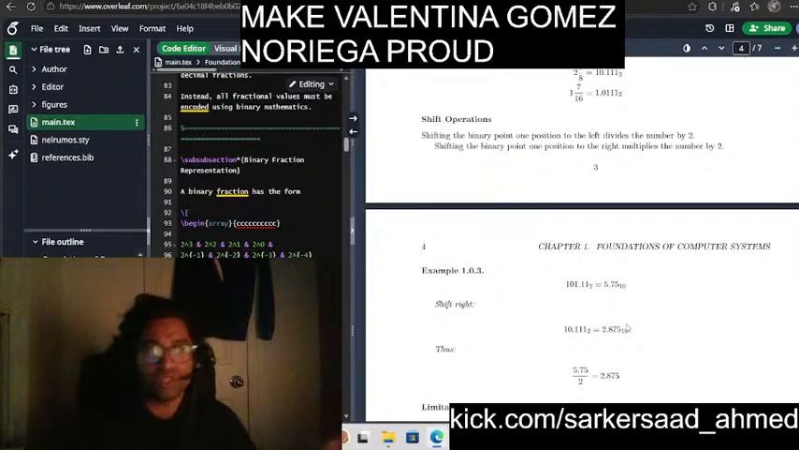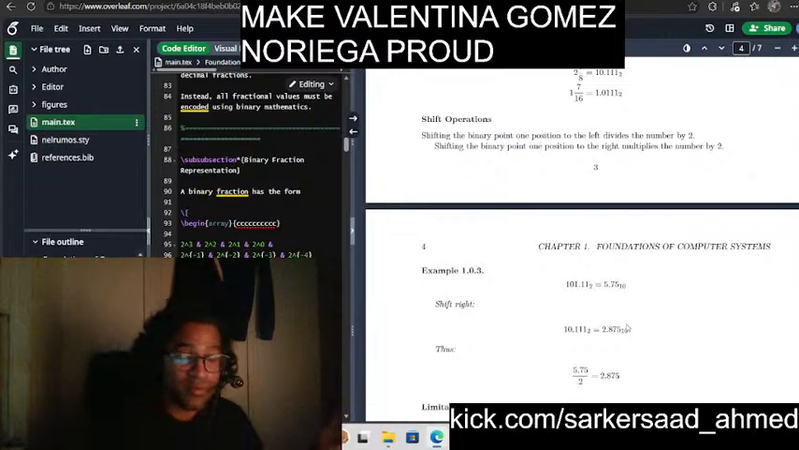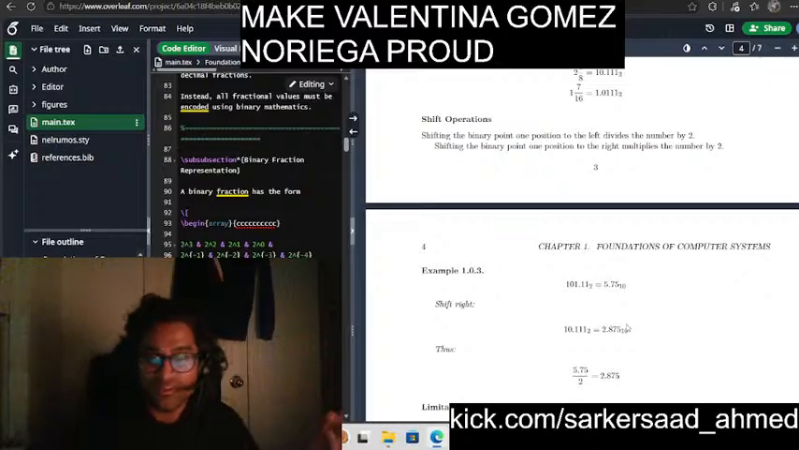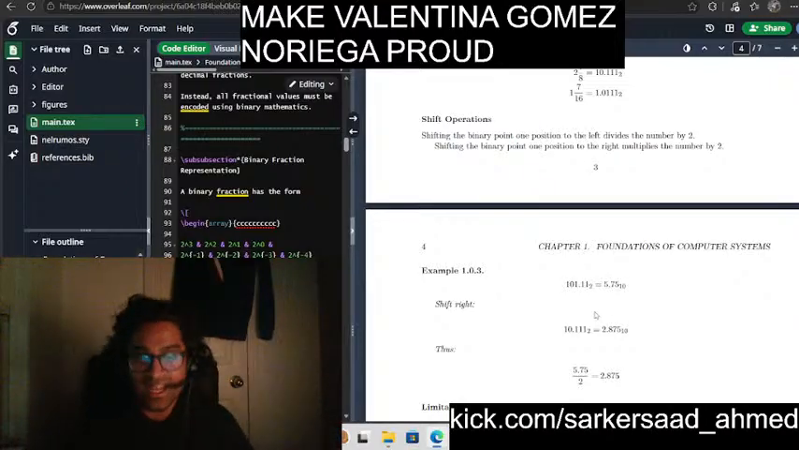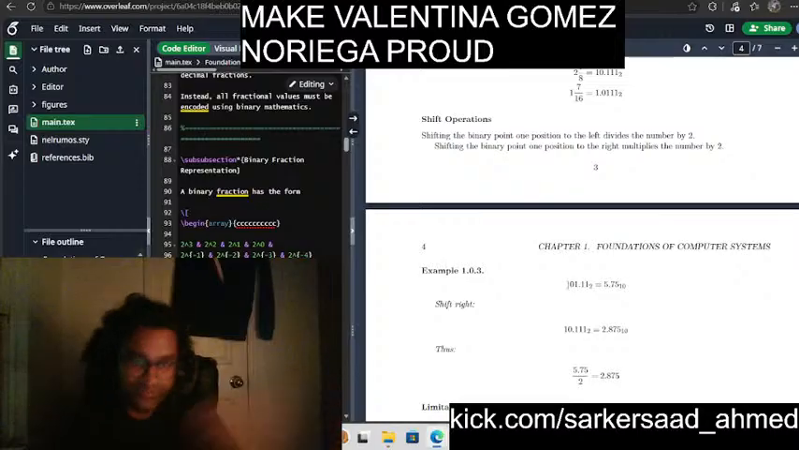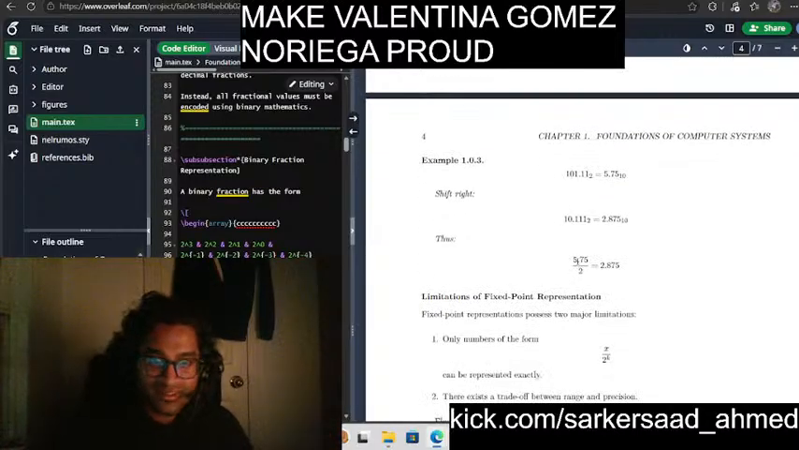Now, obviously, 1 times 2 to the power minus 1 plus 1 times 2 to the power minus 2 is 0.5 plus 0.25, which is 0.75. And here, because I have 2 to the power 2, 2 to the power 1 and 2 to the power 0, it is 4 plus 1, which is 5. Makes sense, right?